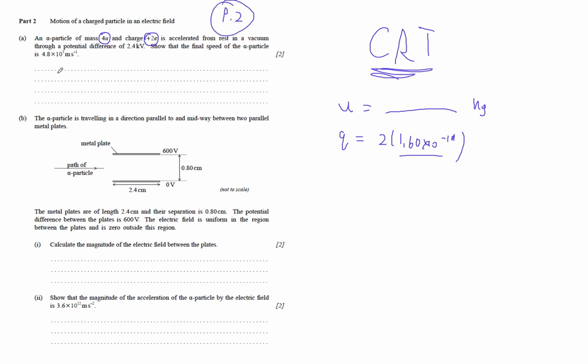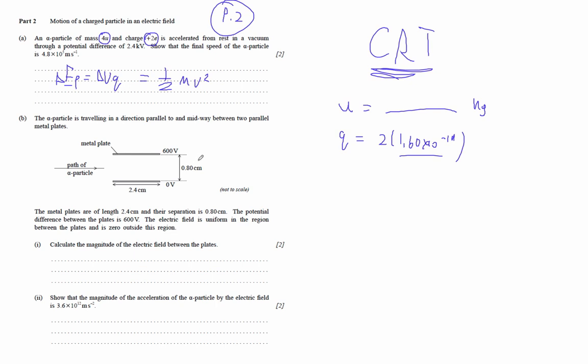And of course, this is a problem we've done. Hopefully, you've done more than one of these. Basically, we're saying that the potential energy is change in voltage times Q, and that's going to equal 1/2 mv squared. When I did it, I got the answer that they told me to get, so good luck. Mess with stuff. And then B says the alpha particle is traveling, and it's midway between these plates.